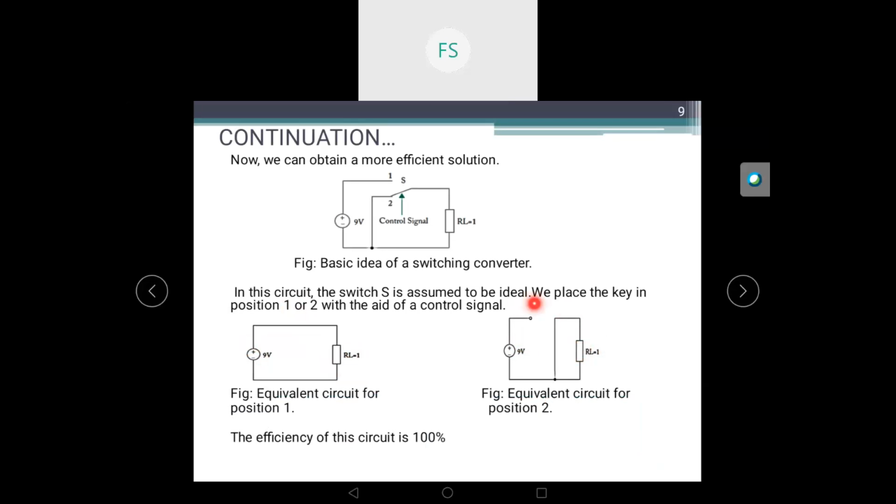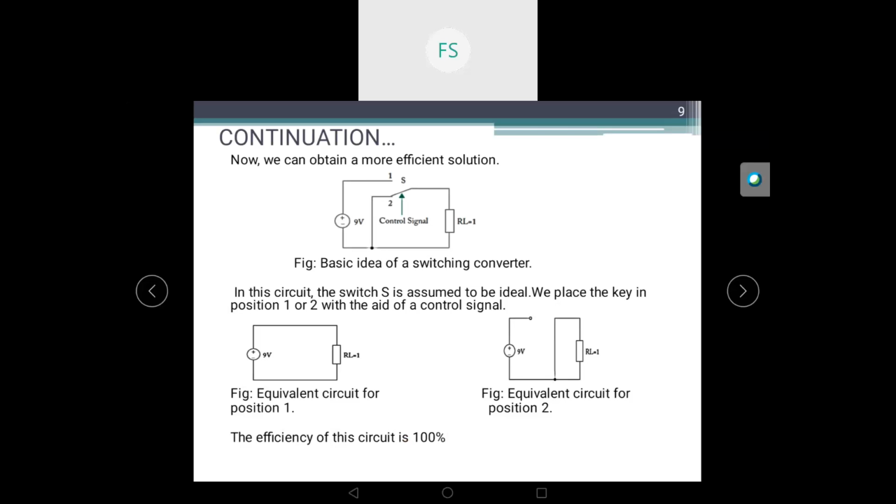When the switch is in position 2, no current passes through the switch. So in that case, the power dissipated by the switch will also be 0. What I am trying to convey is that the efficiency of this circuit will be 100%. When I introduced a resistor or transistor, the efficiency was only 33.3%. But when I introduce an ideal switch, it will be 100%.